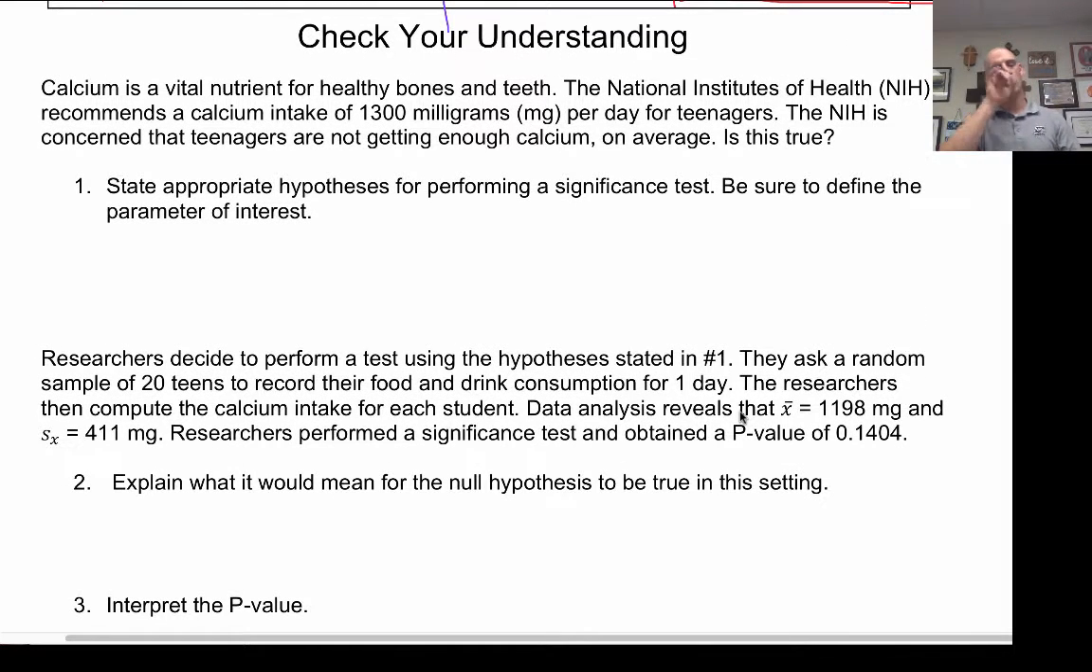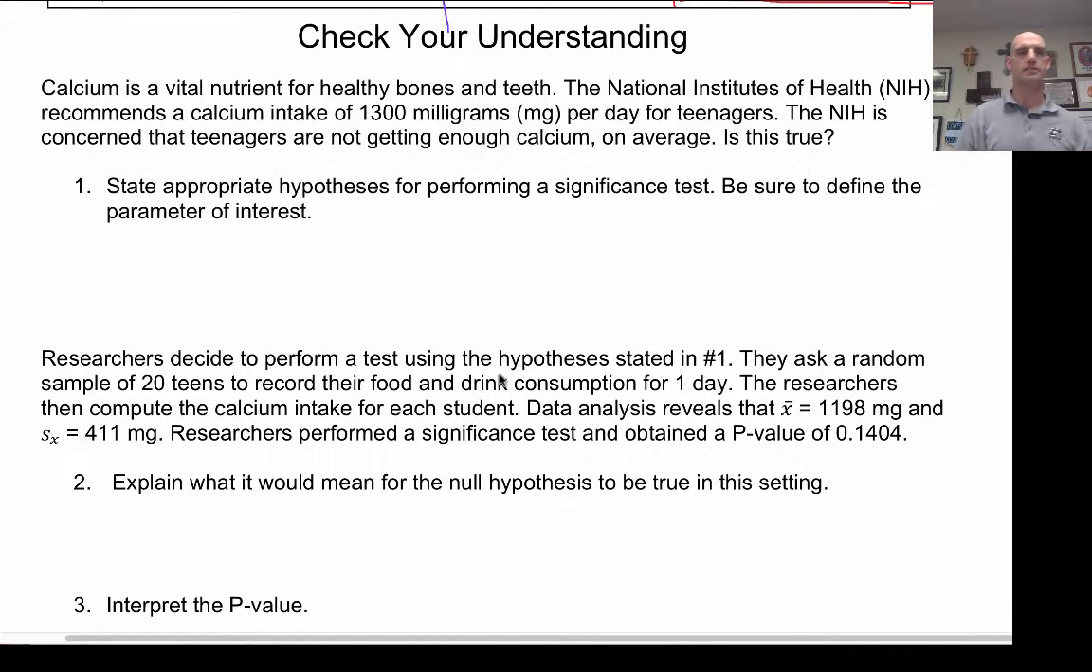All right, so let's look at an example. We're going to write a couple null hypotheses and test a claim. Calcium is a vital nutrient for health in bones and teeth. The National Institutes of Health recommends a calcium intake of 1,300 milligrams per day for teenagers. The National Institute of Health is concerned that teenagers are not getting enough calcium on average. So 1,300 is our line.